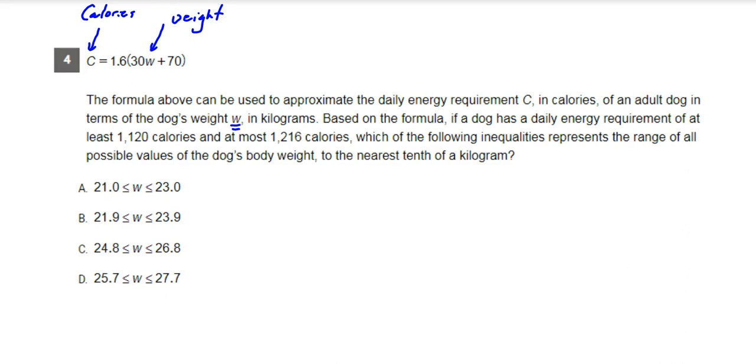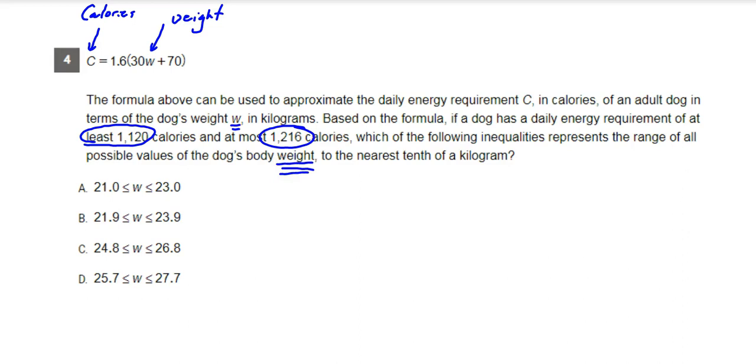So based on the formula, if a dog has a daily energy requirement of at least 1120, at least means equal to or more than 1120, and at most 1216, which of the following inequalities represent the range of all the values of the dog's weight to the nearest tenth of a kilogram?